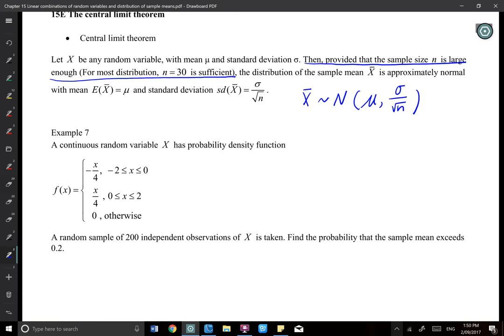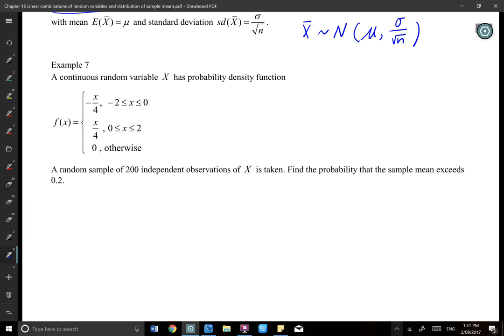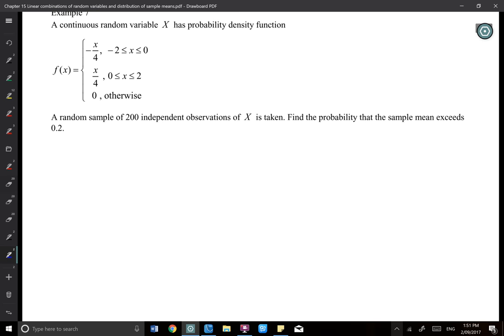Okay, have a look at example 7. A continuous random variable x has a probability density function as given. x is not normal anymore, it's just a random distribution here. A random sample of 200 independent observations of x is taken, so n equals 200. Find the probability that the sample mean exceeds 0.2. So what I want to find is the probability that x bar is greater than 0.2.